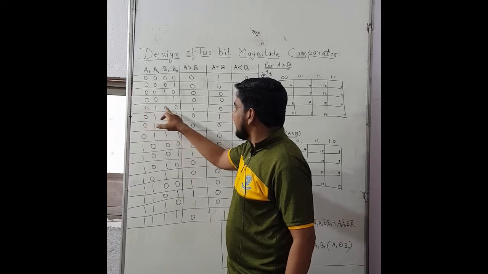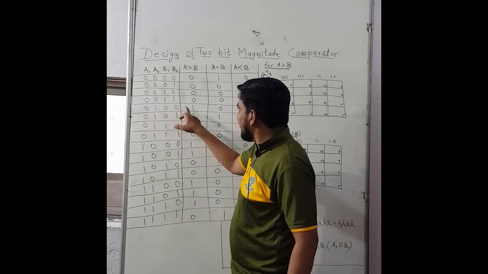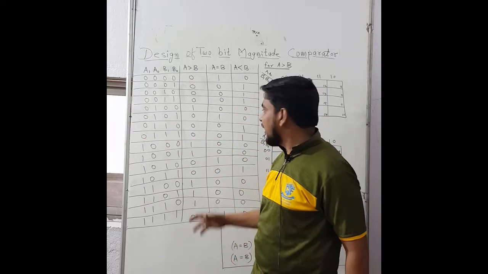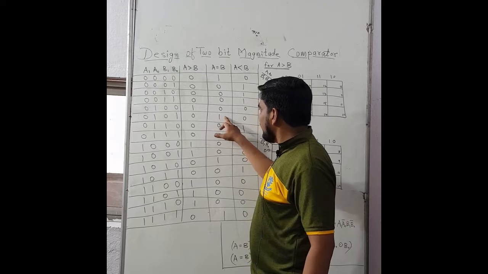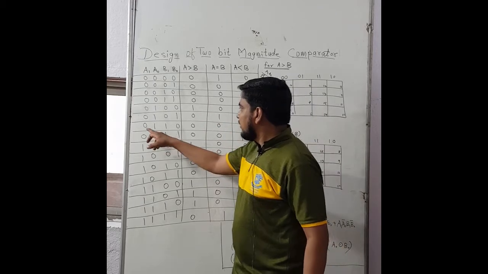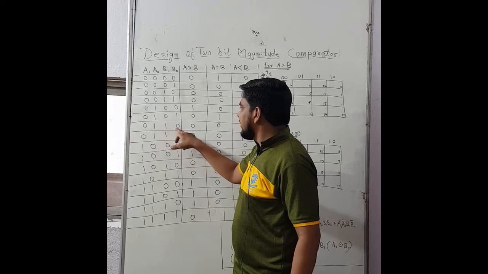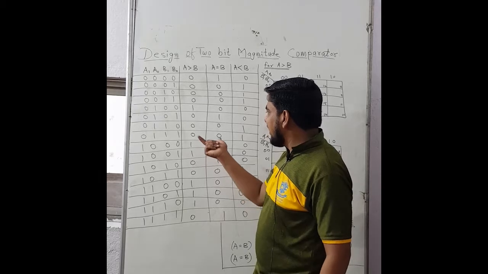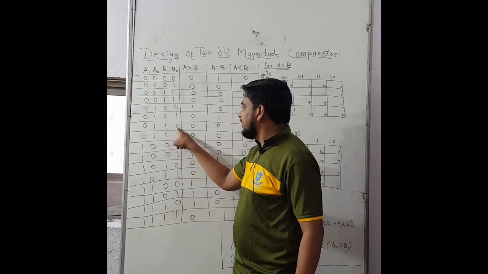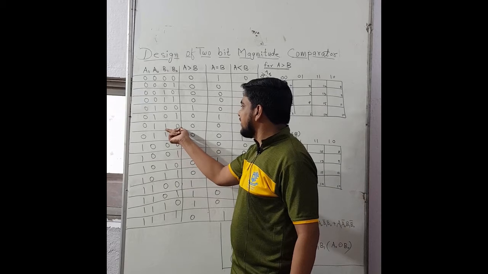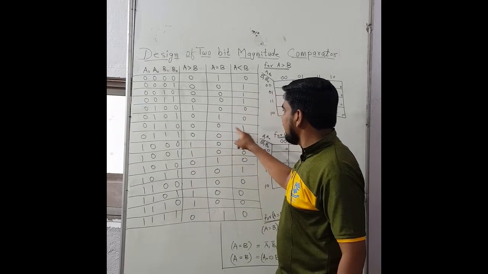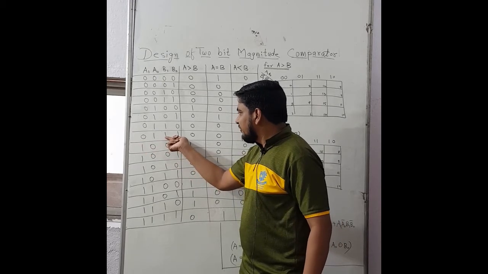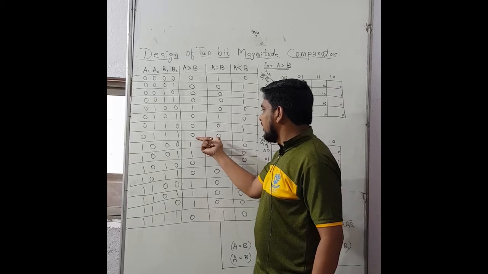Here 0 1 is greater than 0 0, so A is greater. Here 0 1 is equal to 0 1, both are equal. So A is equal to B is on, remaining all are off. Here 0 1 and 1 0, which one is greater? As per the weightage, we know that 1 0 is decimal 2 and 0 1 is decimal 1. So 2 is greater, means B is greater, remaining are off. In this condition 0 1 is less than 1 1, means 1 1 is greater, so B is greater, remaining are off.